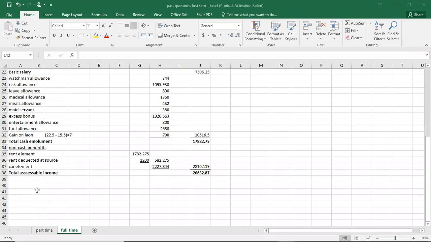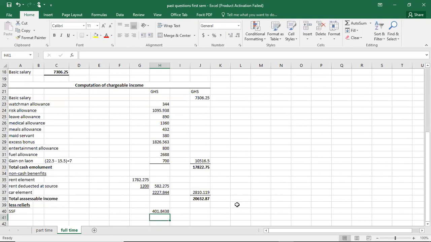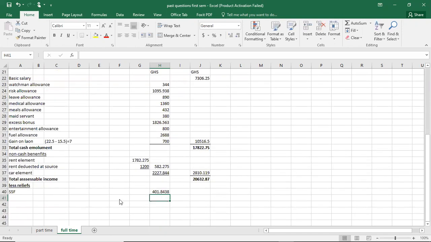Then you less reliefs. The reliefs, this guy paid SSF, and SSF by law is equal to 5.5% of the basic salary. So this is our SSF.